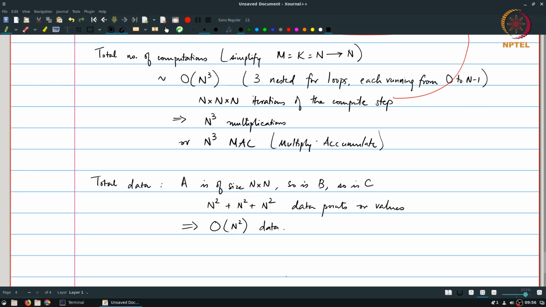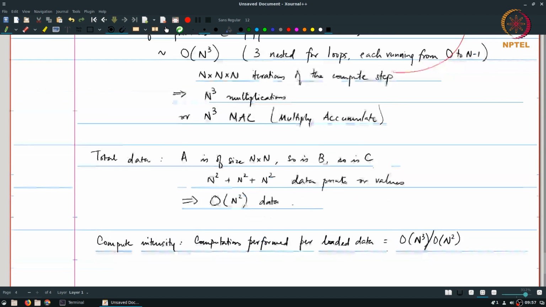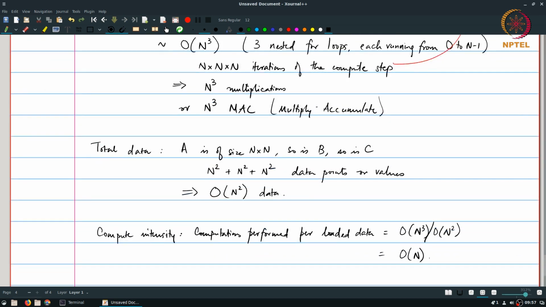So ideally, I would like to have a compute intensity, or the number of computations performed per data loaded, which is going to be O of n cubed by O of n squared, or in other words is going to be O of n. What does this mean? Effectively what I'm trying to say over here is for each value that I load from memory, I would like to perform n computations, perhaps n multiplications, before that value is discarded or left unused.